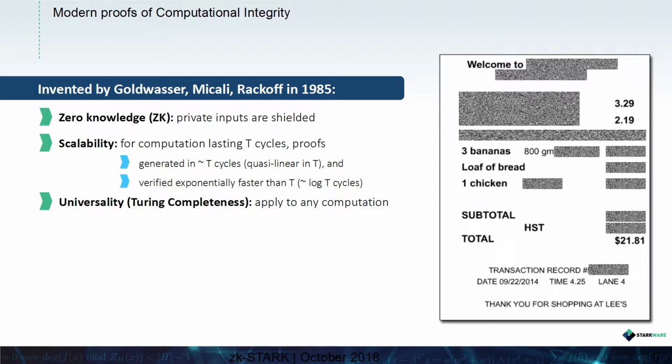But it's nearly t cycles, and you can verify it exponentially faster than it would take you to do the naive verification by recomputation. And that means some polynomial in log of t cycles. So these proof systems, these systems for generating these grocery receipts or beefed up grocery receipts, could be designed with this property of scalability, in addition to zero-knowledge.